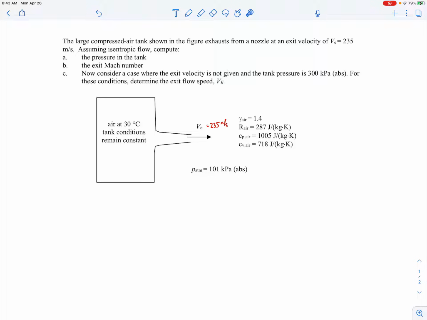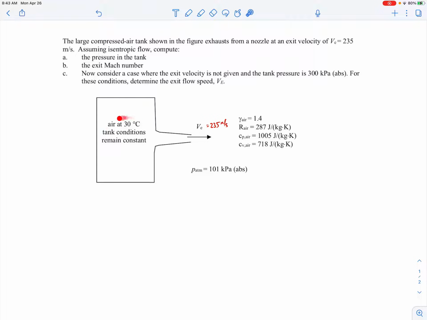And we're asked to calculate what the pressure is in the tank, the exit Mach number, and then for part C, we're told that we're not given the exit velocity, and instead we're given the tank pressure. If we're given the tank pressure, what is the exit velocity? So that'll be part C. We'll worry about that in just a moment.